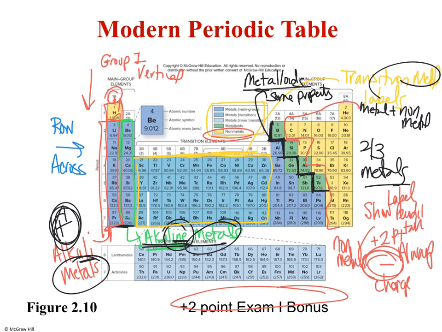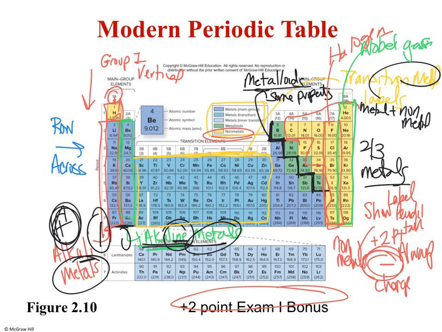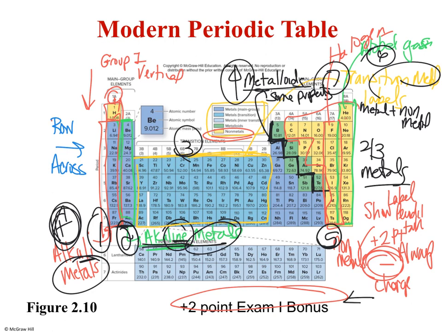The other thing I want you to label is the last one, the noble gases. And then I also want you to write here, these are your halogens. So what do we have here? Labeling 1, 2, 3, 4, 5, 6, 7. So there's 7 things to label, and you can ask me questions about that.